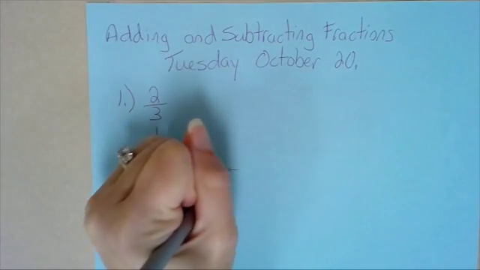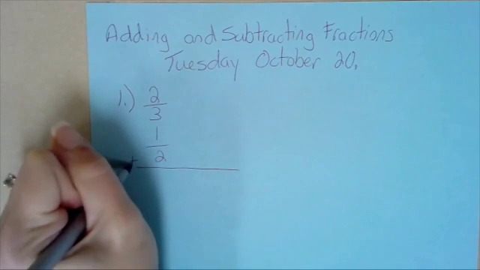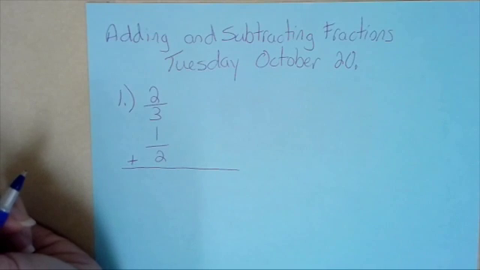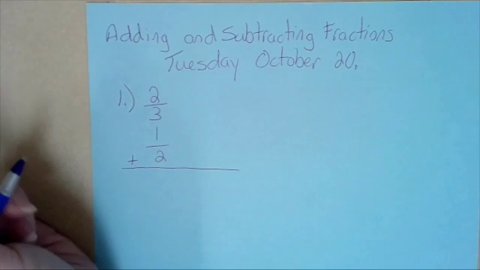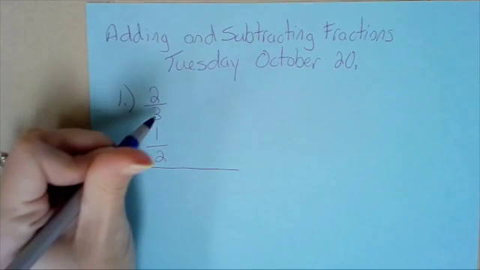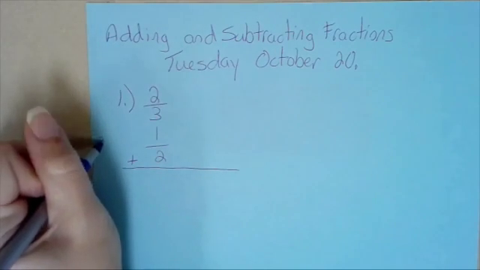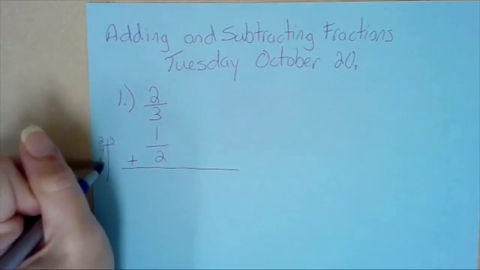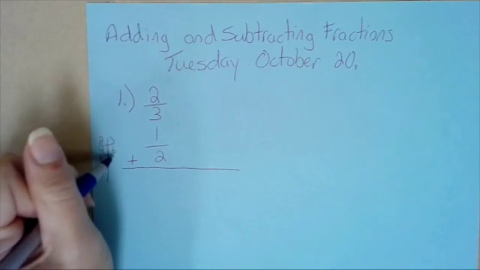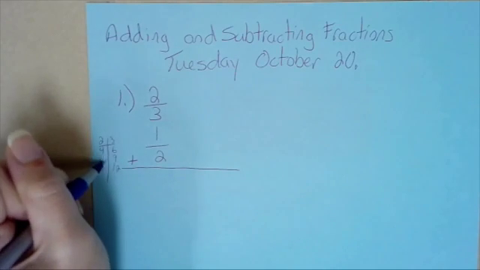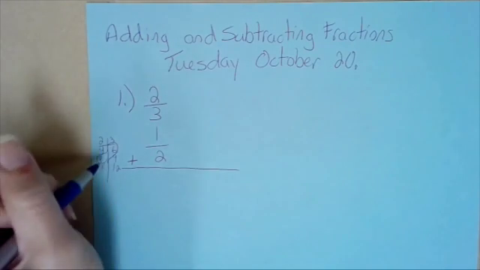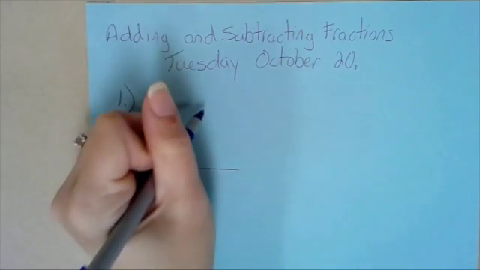The first problem is going to be 2/3 plus 1/2. Now remember, you took these notes yesterday on how to add fractions. The next step is to find the least common denominator. We make a T-chart with our denominators, 2 and 3. We skip count by 2s: 2, 4, 6, 8. We skip count by 3s: 3, 6, 9, 12. The smallest one in both lists is a 6. So 6 is our common denominator.